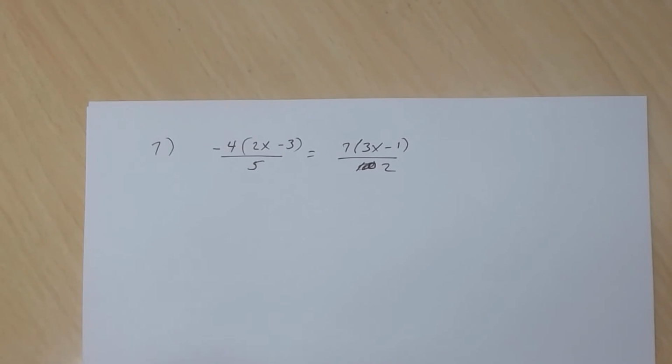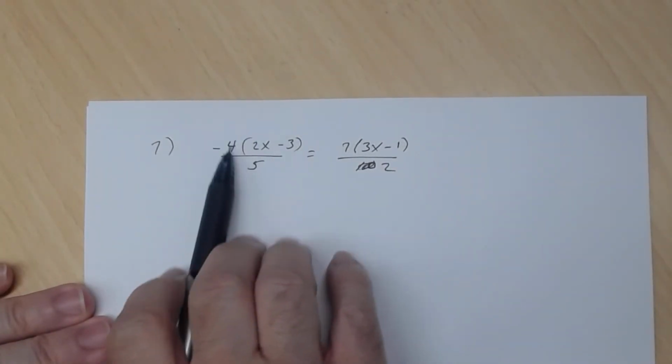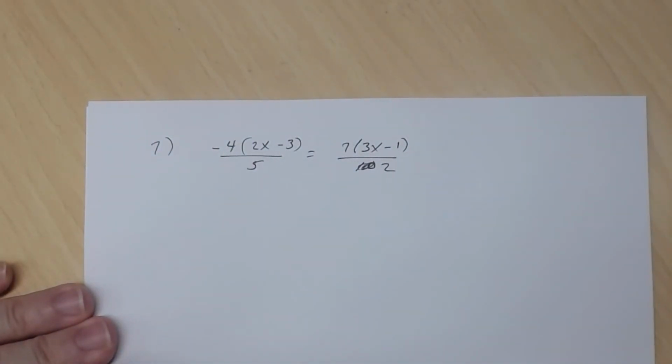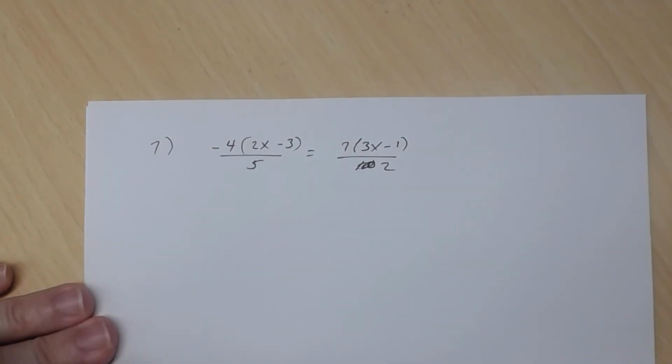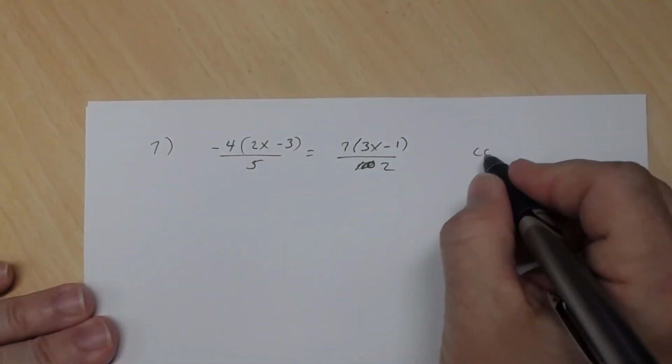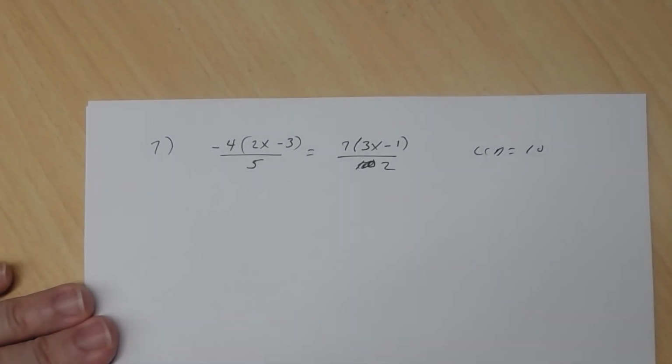There are fractions involved. And I want you to think about this. So you see this is one fraction, this is one fraction. All right, so this fraction, that denominator is a 5. This fraction, that denominator is a 2. And so the LCD will be 10. I'm going to have to multiply both sides by 10.